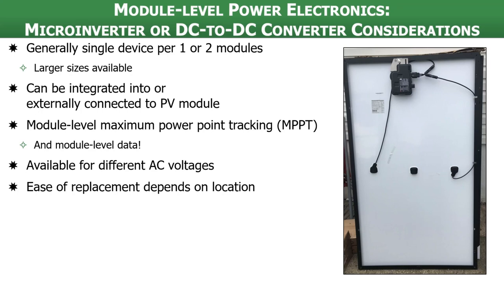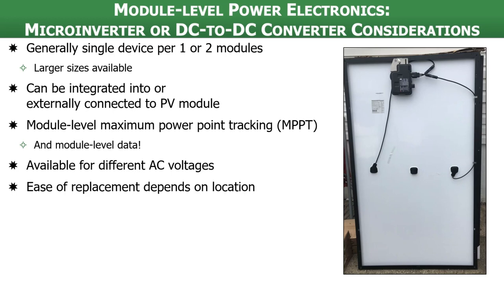Their ease of replacement can be an issue depending on the location within the array. If you have two rows of modules in an array, it can be fairly easy to get to all those modules. If you have a very densely packed, very large array on a roof, for example, it may be much more challenging to access any of the modules in the middle of that array, because you're going to have to take away the outer modules to get to whatever's in the middle part of that array. That can be an issue with modules or the module level power electronic devices.